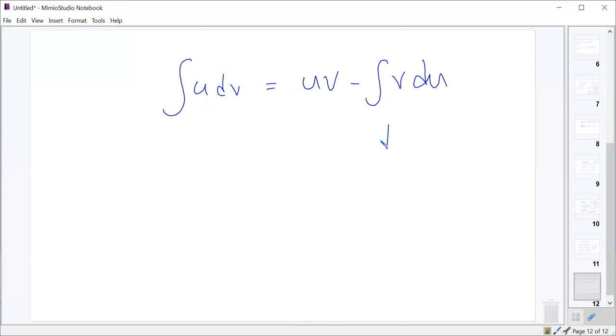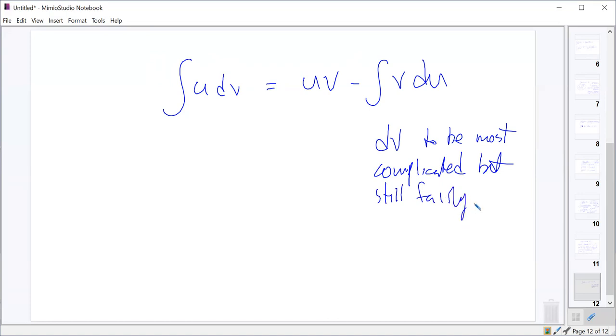So traditionally, we will choose dv to be the most complicated, but still fairly easy to integrate function. And as long as we can still integrate it, it's okay. We want dv to be the most complicated thing that we can still integrate. So the integral of u dv equals uv minus the integral of v du.